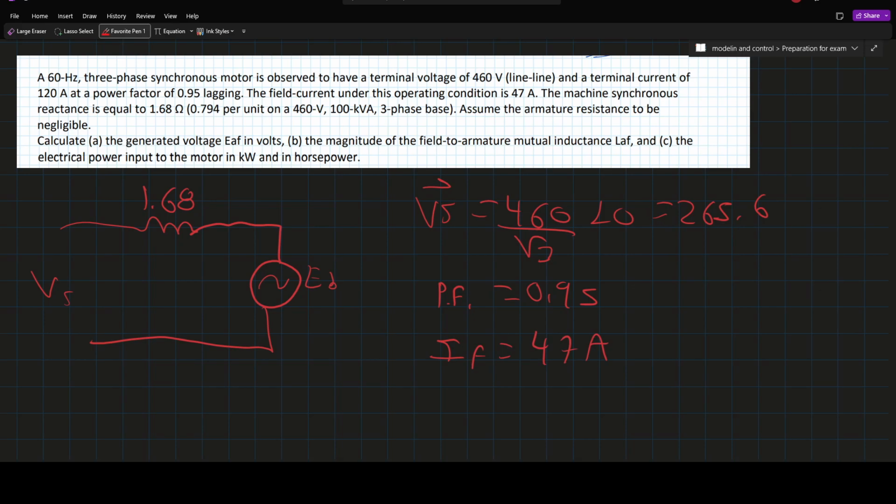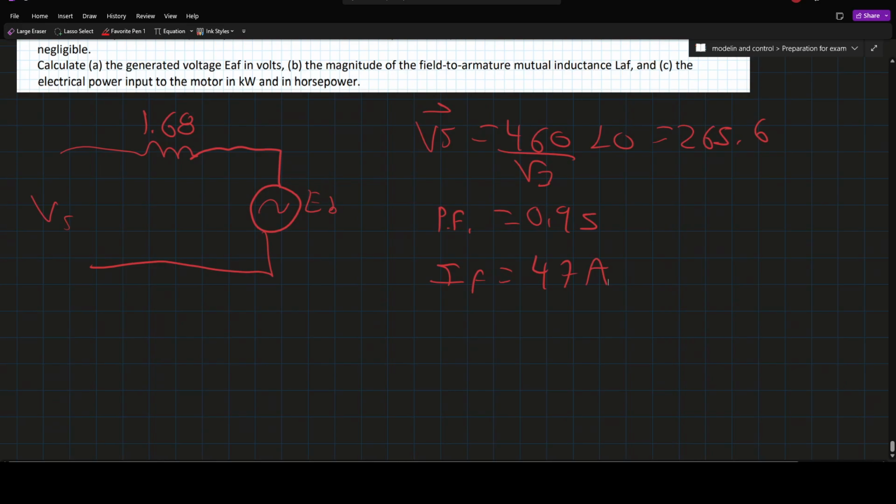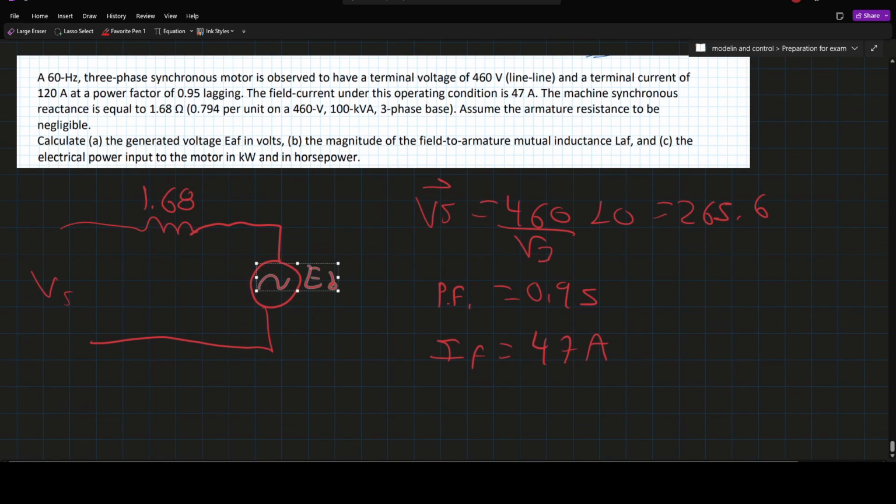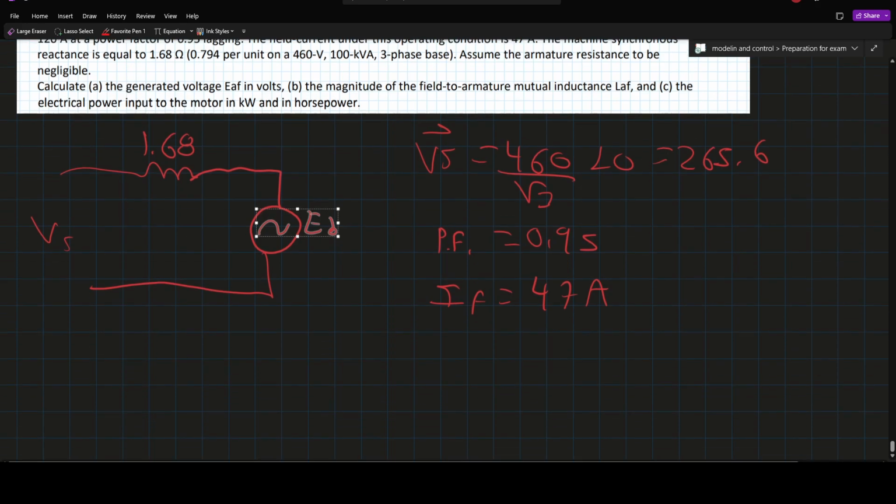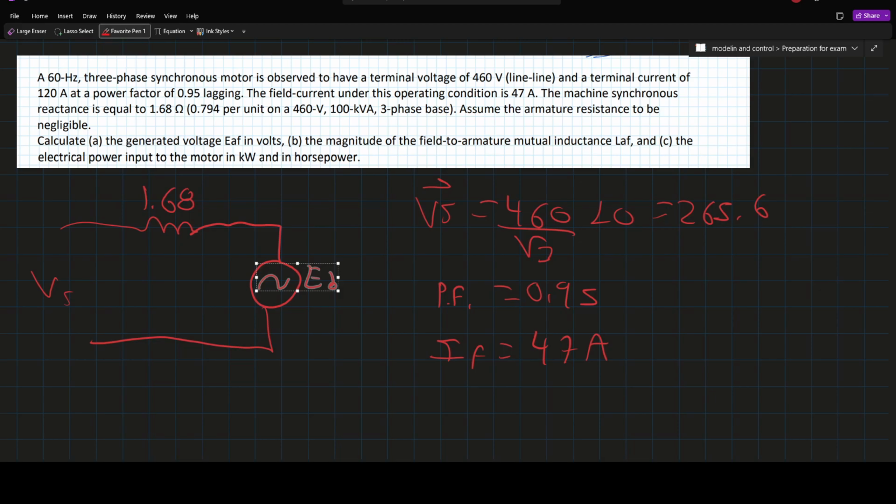Okay, so calculate the voltage EF, well, that's what we call EV, in volts, the magnitude of the field to armature mutual inductance, and the electrical power input into the motor. Okay, let's start by finding what our IS is.